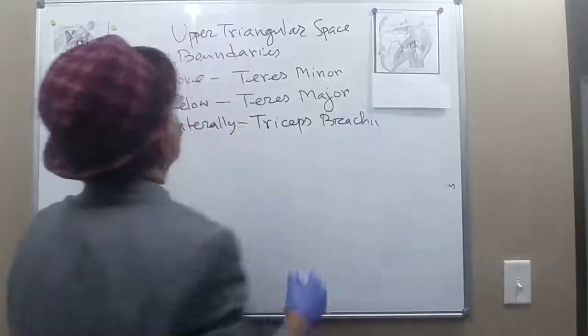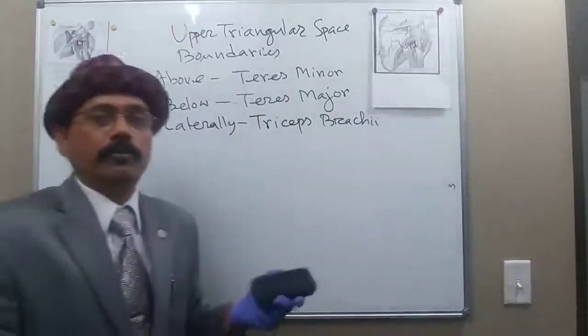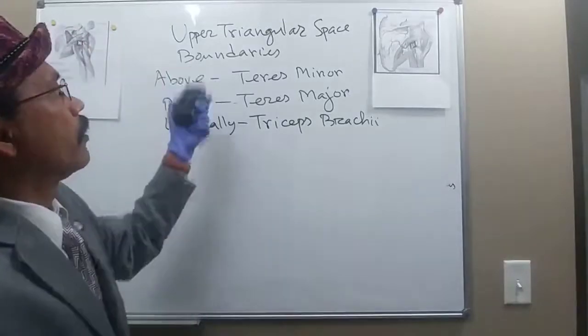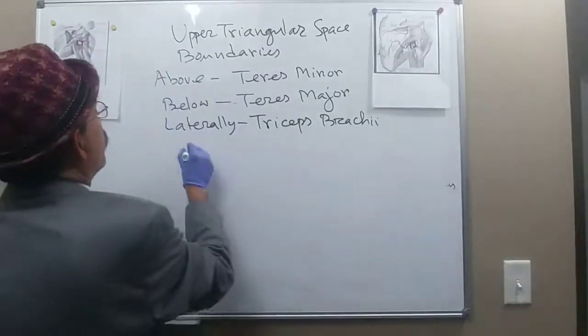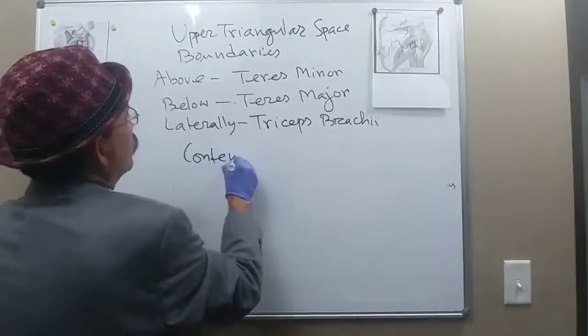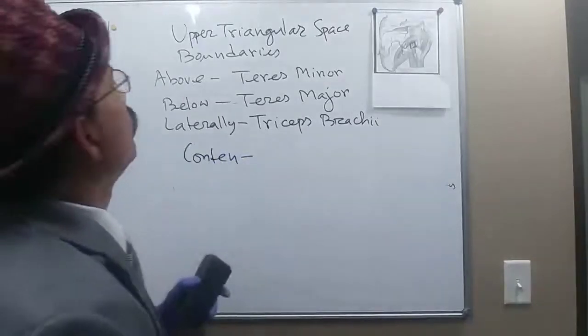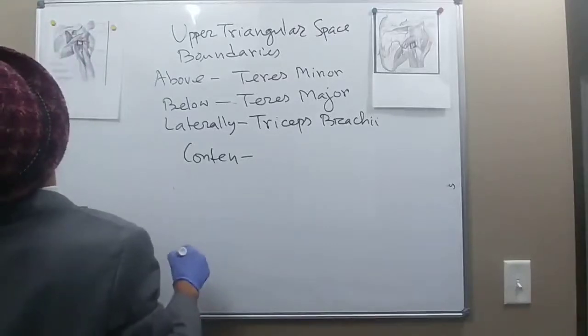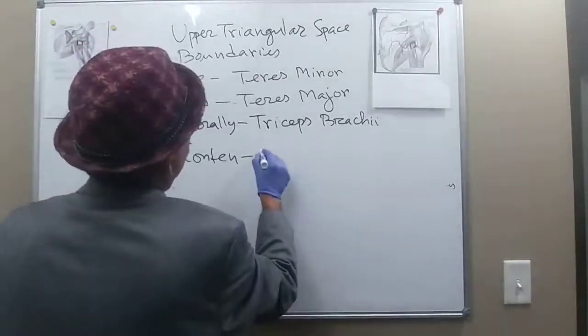Okay, we got the upper triangular space. You may call it just triangular space. Okay, what are the contents? Contents is very important. Content is the circumflex scapular artery.